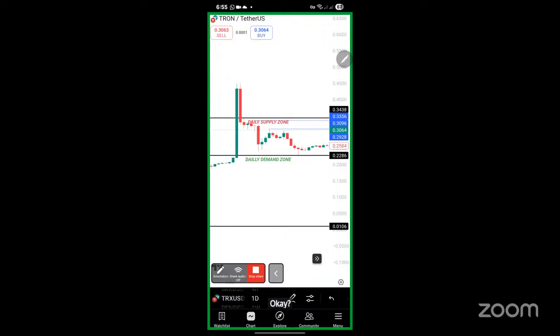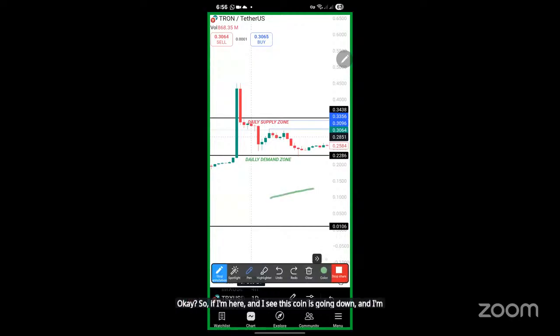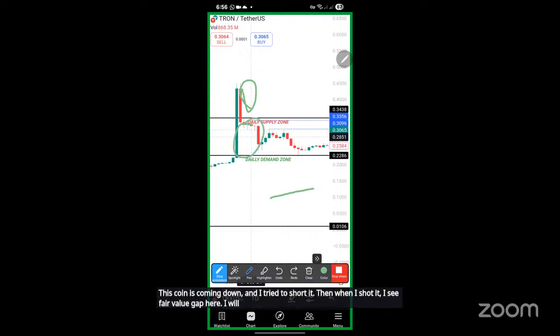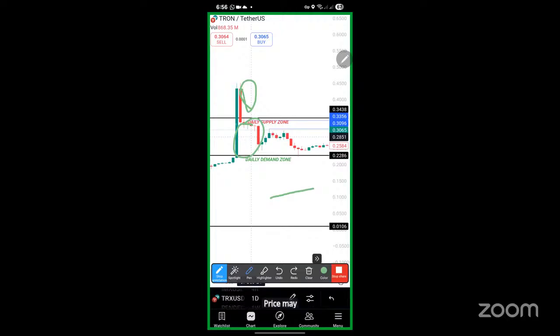So if I'm here and I see this coin is going down and I'm shorting it, then when I short it, I see a fair value gap here. I will think two things. Number one, price may come and bounce on this and continue to the upward side. Or price may come and do what it did. It fills up this gap completely. You can see it completely filled up the gap.